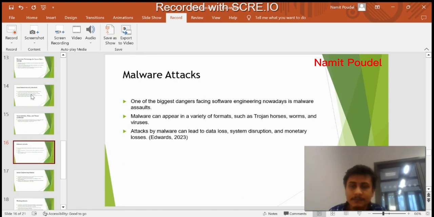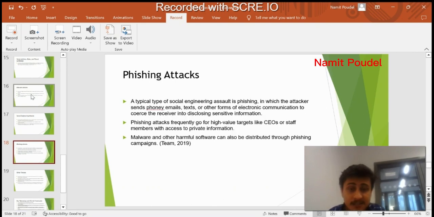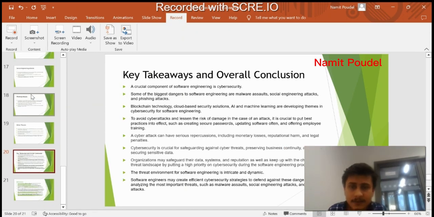Vulnerabilities, risks, and threats. Malware attacks, phishing attacks. Phishing attacks frequently go after high-value targets like CEOs or staff members with access to privileged information. A crucial component of software engineering is cybersecurity. Some of the biggest dangers to software engineering are malware, social engineering attacks. Blockchain technology, cloud-based security systems, AI, and machine learning are the developing themes of cybersecurity for software engineering.